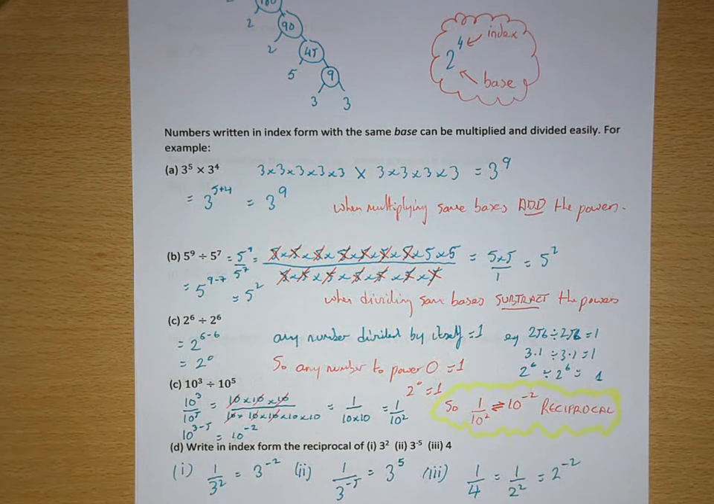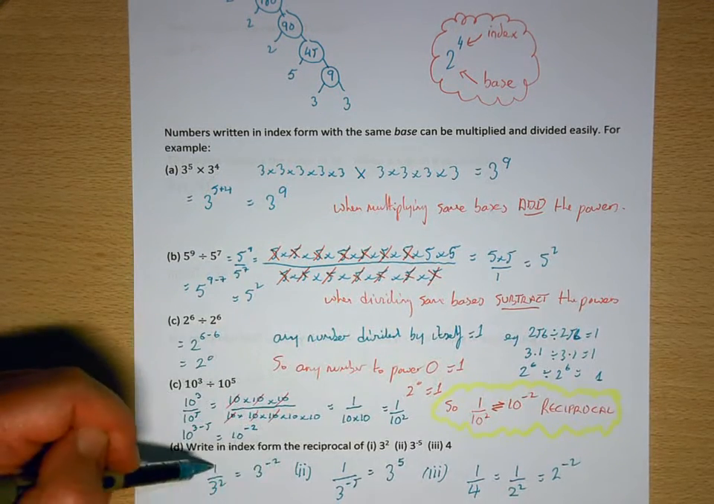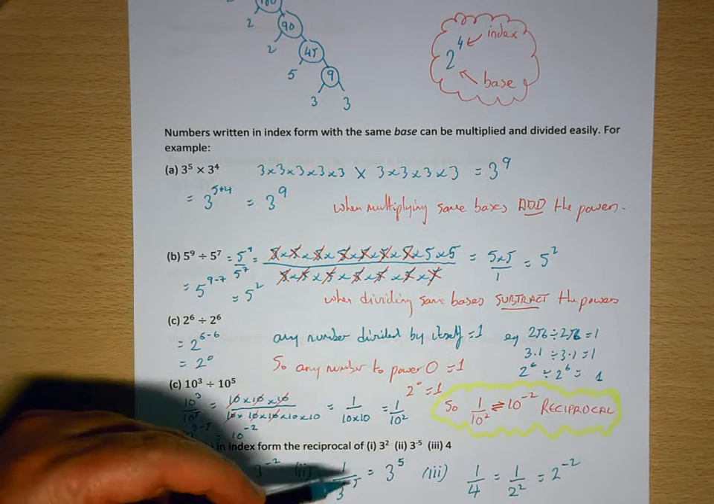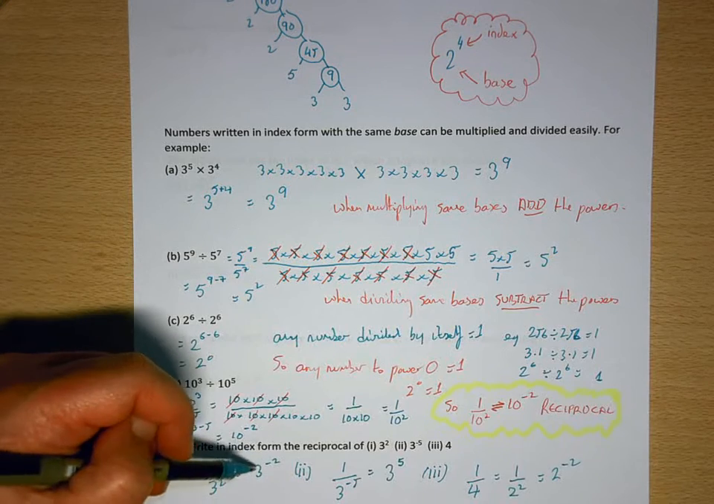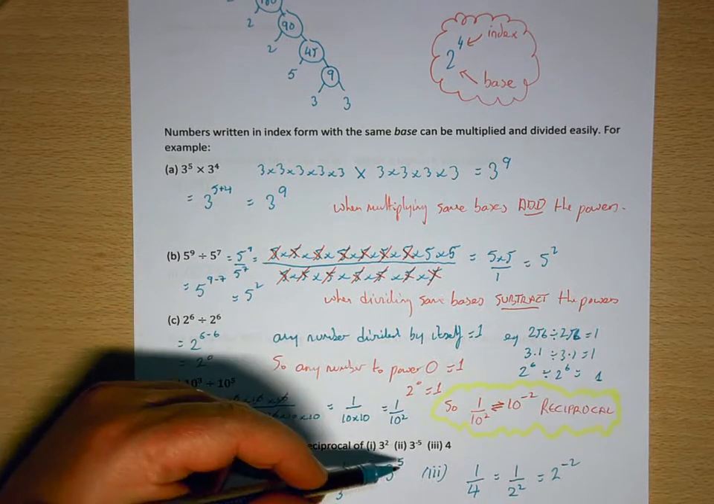So with the reciprocal, you see the word reciprocal, it triggers 1 over, and then to write that in index form, you can bring it up and change the sign on the power.